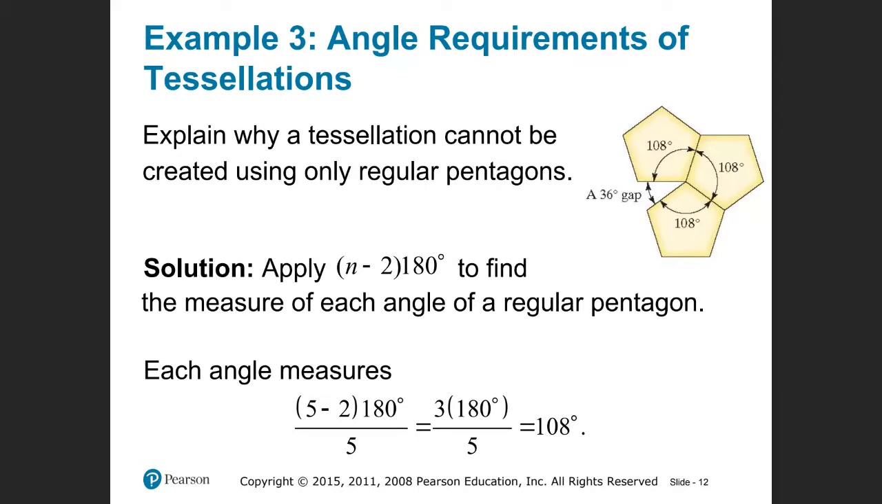So substituting in, we see that each angle would have to be 108 degrees. Well, 108 plus 108 plus 108 leaves a 36-degree gap that you cannot fill with another 108-degree pentagon angle. So that shows us that we cannot use regular pentagons for the tessellation. And that completes this section.